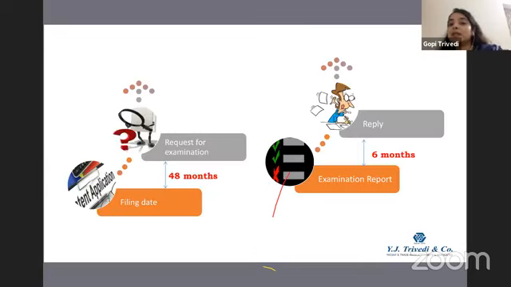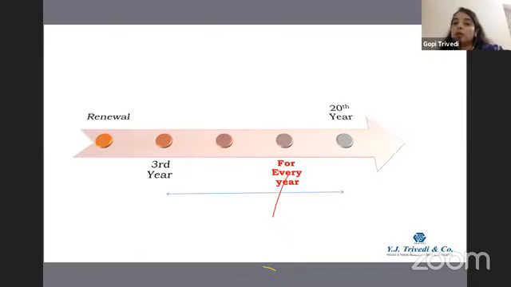Even other timelines are there. One should keep in mind while prosecuting the same. It is filing date to request of examination. I have only 48 months, no more, no less. If I receive an examination report, I have to reply within 6 months. Renewal is something when the patent is granted, which you have to file every year up to 20th year of it.